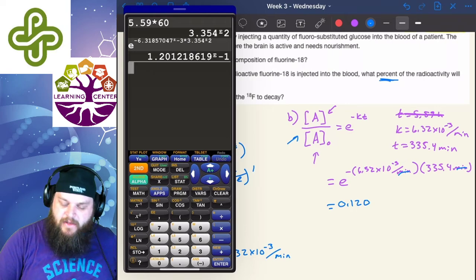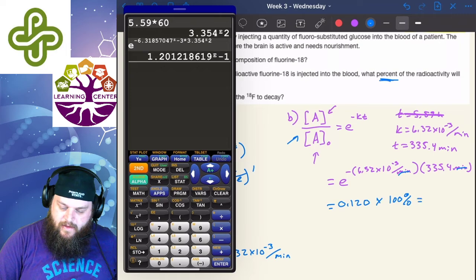This isn't quite a percent. We're going to multiply this by 100%. That's going to be equal to 12.0%. That's going to be our answer for part B.